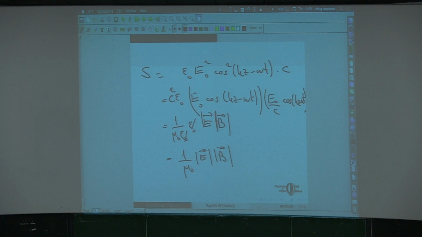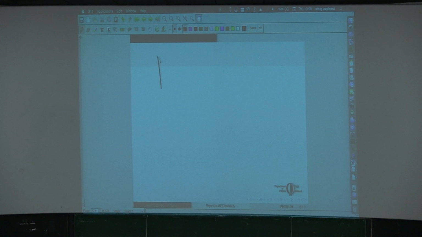Now, this is the magnitude of the energy flow, but energy flow also has a direction. It is moving in some direction. In our particular case, energy is flowing in the z direction. If the electric field is pointing in this direction, the magnetic field is pointing in this direction, and the energy flow is in this direction. This is the direction of the energy flow, if you remember our initial solution.